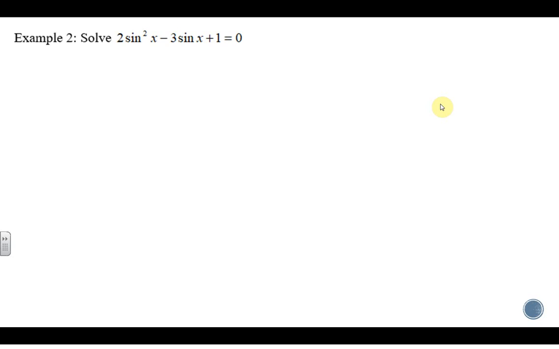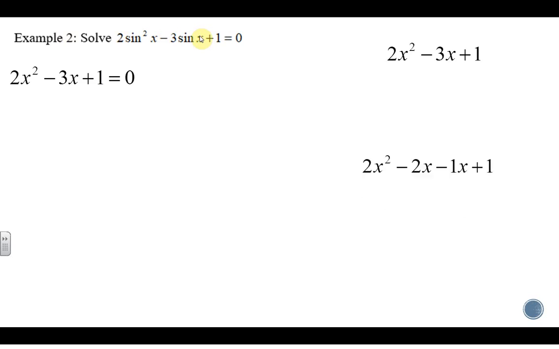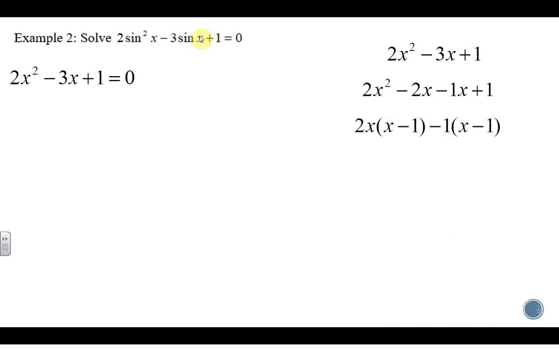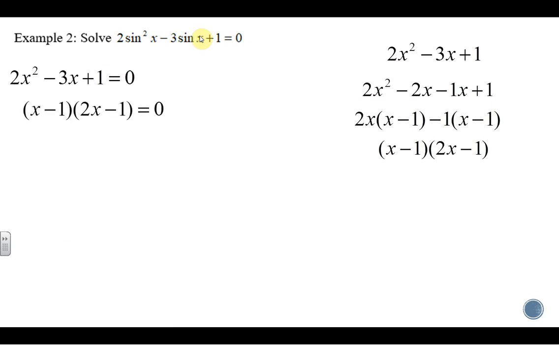Solve 2 sine squared x minus 3 sine x plus 1 equals 0. Looking at that, it's really just 2x squared minus 3x plus 1. That's a lot simpler. This is definitely an AC factor. Look at me pulling the AC method. We're not going to go through that because you guys should know how to do that. So x minus 1 times 2x minus 1. And then we get x equals 1 and x equals 1/2.